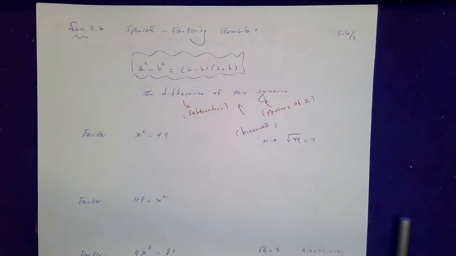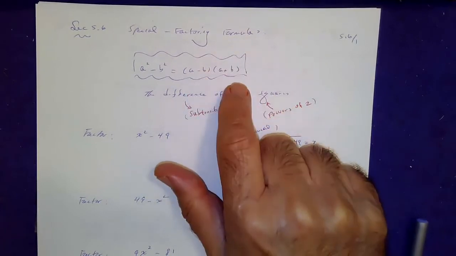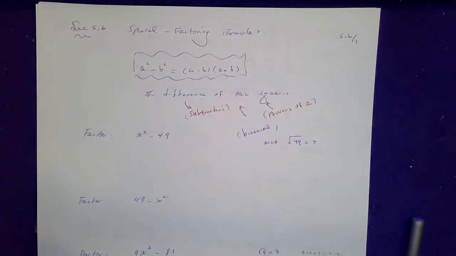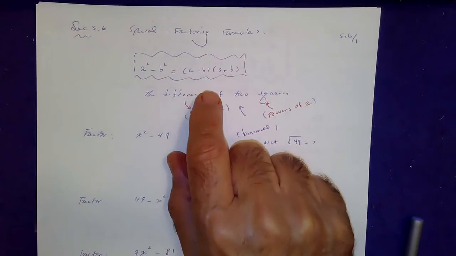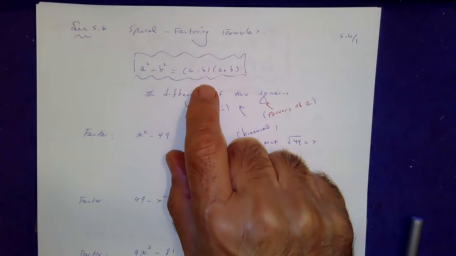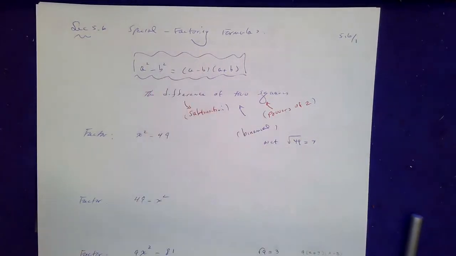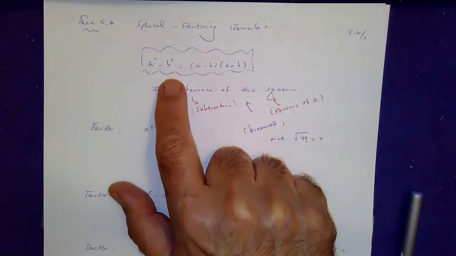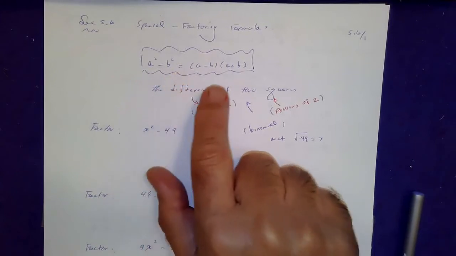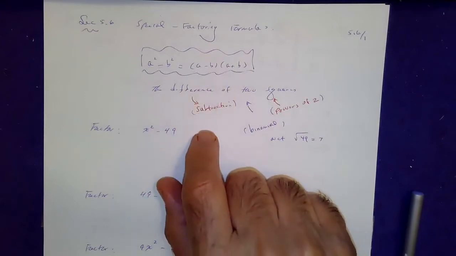Section 5.6, special factoring formulas. We have two formulas in this, I should say three formulas in this section, which we would like to learn how the formula works so we can factor some other kind of special polynomials using the formulas. These are binomials, so you only have two terms in the expression.